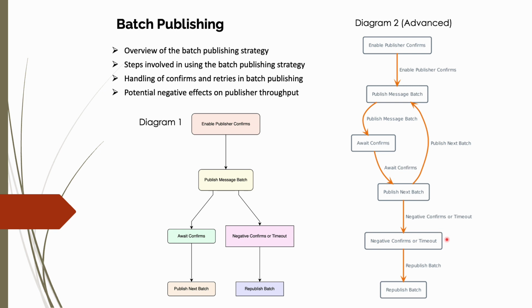Negative confirms or timeout. This node signifies the occurrence of negative confirms or when a timeout is reached during the confirmation process. It indicates that some messages in the batch may have failed to be delivered successfully. Republish batch. This node represents the action of republishing the entire batch or only the relevant messages that failed to be delivered. It allows for retrying the failed messages to ensure their successful processing.